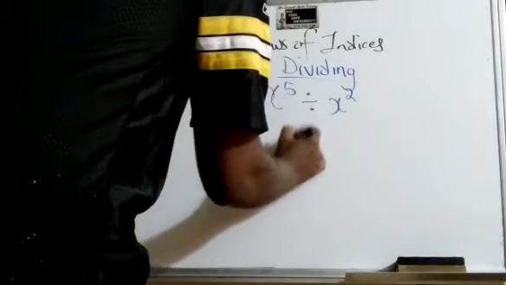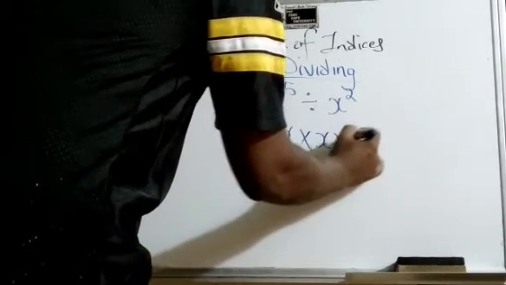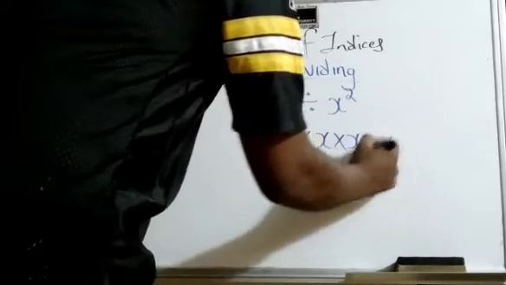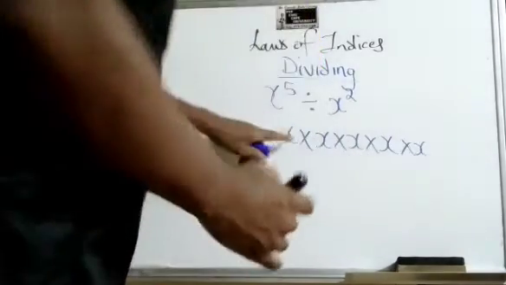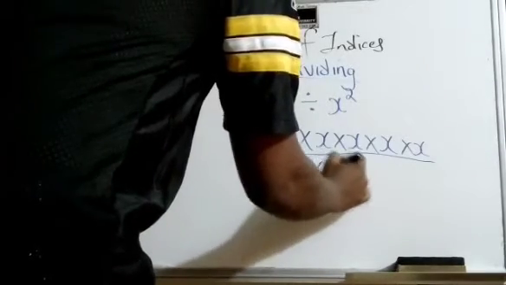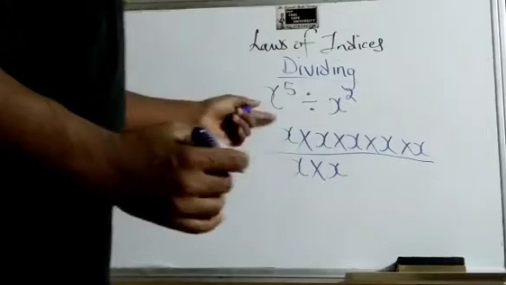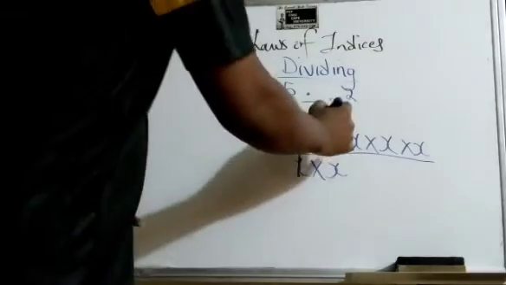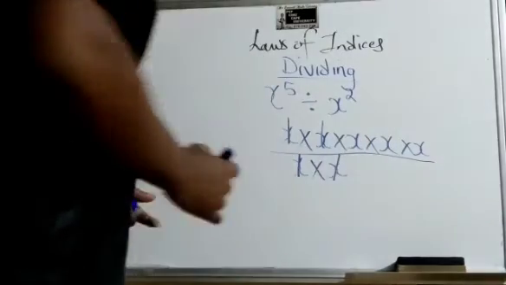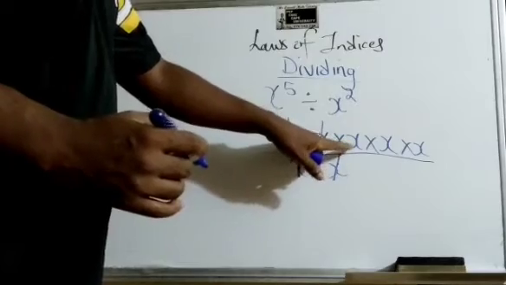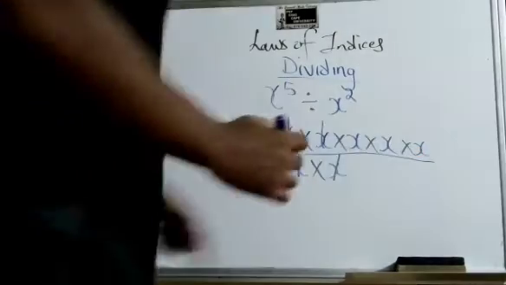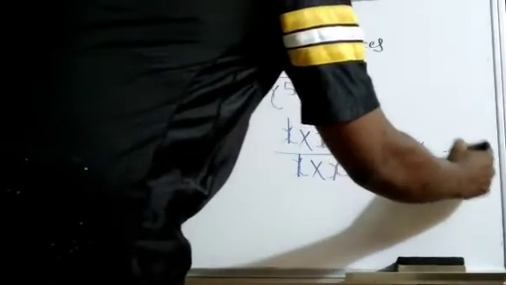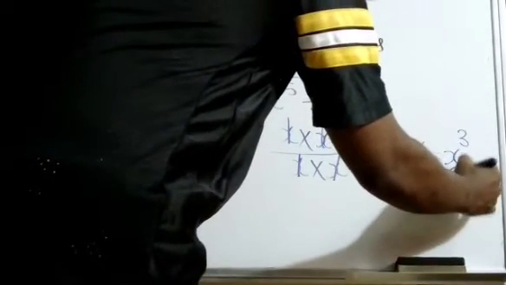X to the fifth power will be x times x times x times x times x. So basically you have 1, 2, 3, 4, 5. And this time we divide by x to the 2, so it will be x times x. Now we can cancel from top to bottom. So 1x cancels 1x, and 1x cancels 1x. Now we can count to see how many are left. 1, 2, 3. So it's fair to say it is x to the third, and that will be your answer.